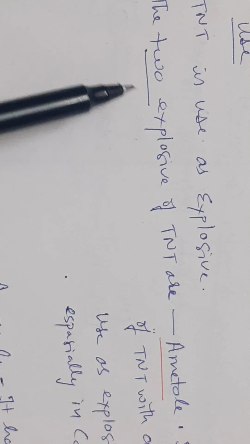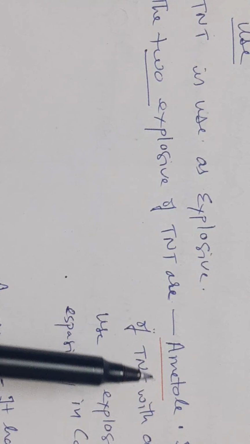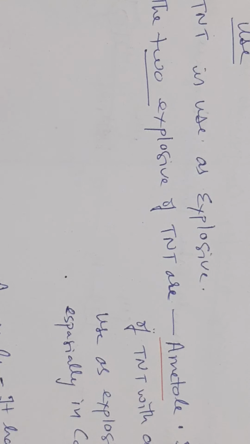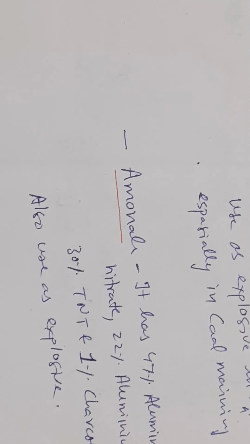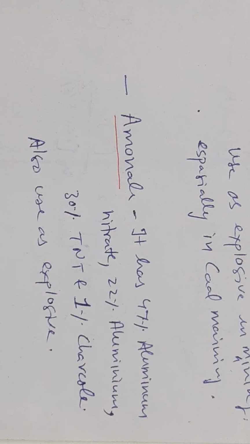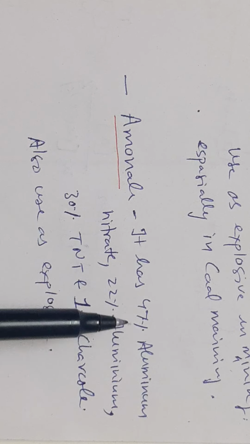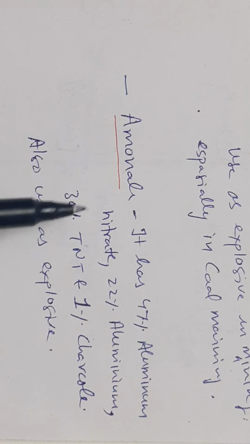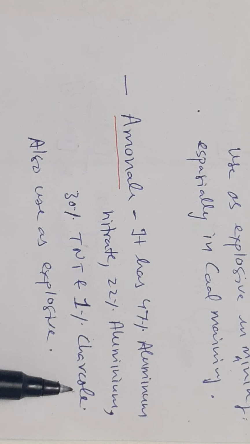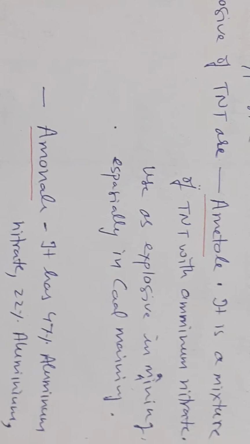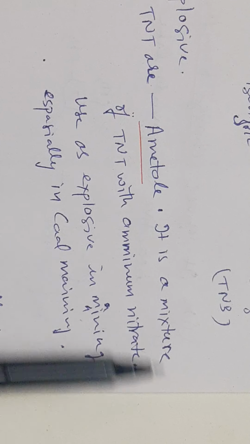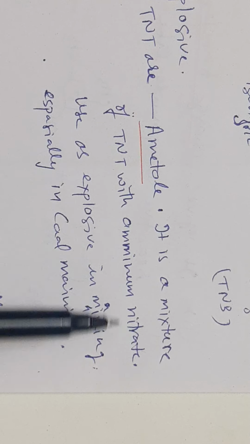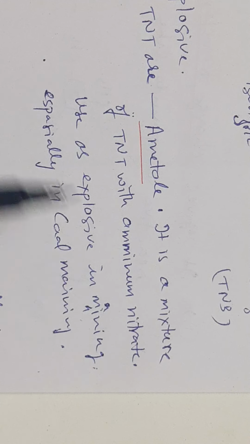Its two explosives are amitol and ammonal. Ammonal is a mixture containing 47% aluminum nitrate, 22% aluminium, 30% TNT and 1% charcoal, used as an explosive. Amitol is also a mixture of TNT and ammonium nitrate. It is also an explosive and is used in mining, especially in coal mining. So this is all about the TNT.